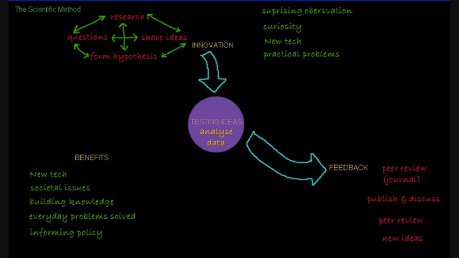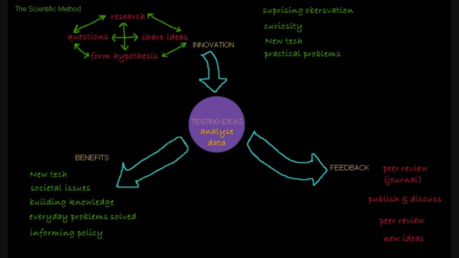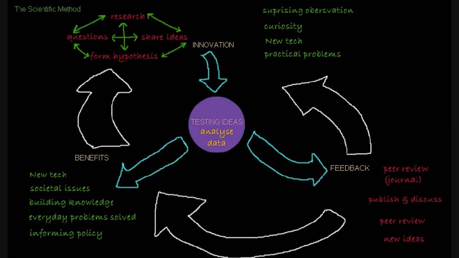Then we get to the benefits section. So the benefits of science could be to improve technology, to address societal issues, solving everyday problems, building knowledge, and informing policy. The informing policy part is particularly important for discoveries like CFCs damage to the atmosphere. If scientists couldn't inform policy, we would still be using CFCs even though we knew what it was doing. It's the same with asbestos.